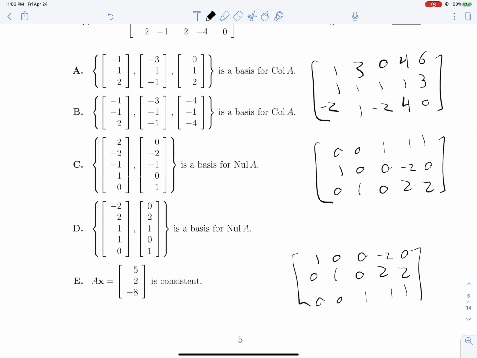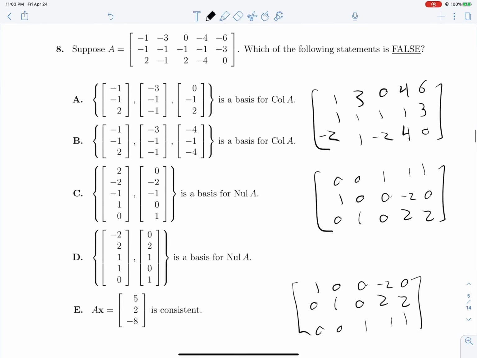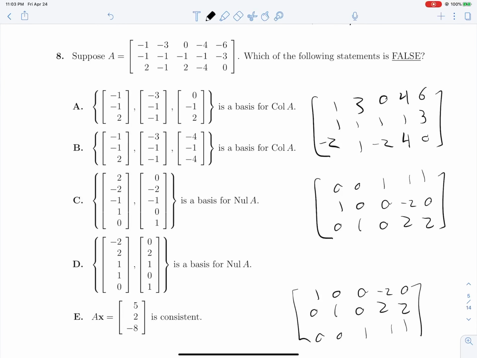There is our reduced echelon form. And since we have a pivot position in columns 1, 2, and 3, columns 1, 2, and 3 of this matrix up here should be a basis for the column space of A. Although, as we'll see in a sec, it is not the only basis for Col A. So that statement is false. That statement is true, so it's false. You know what I mean.